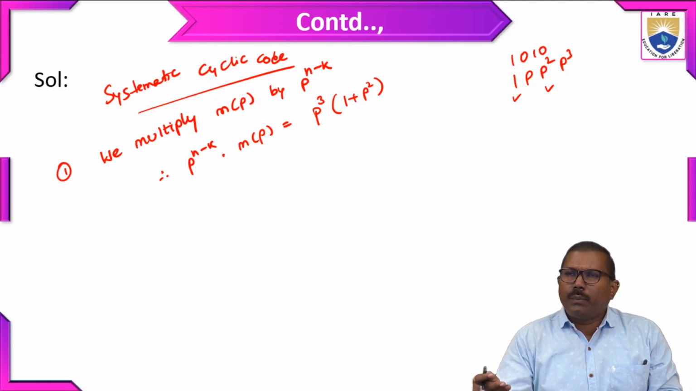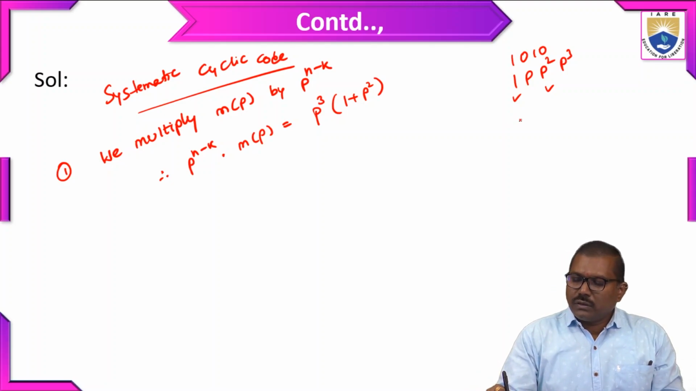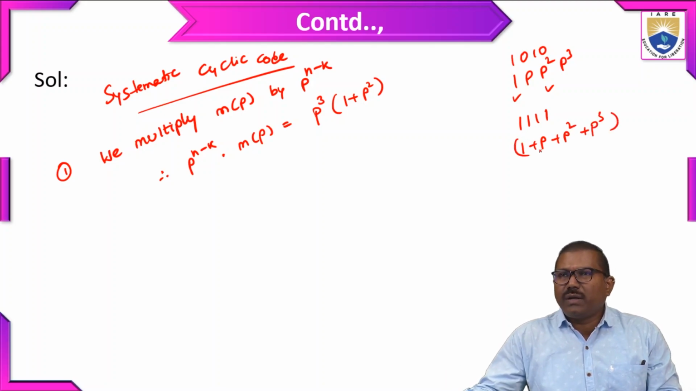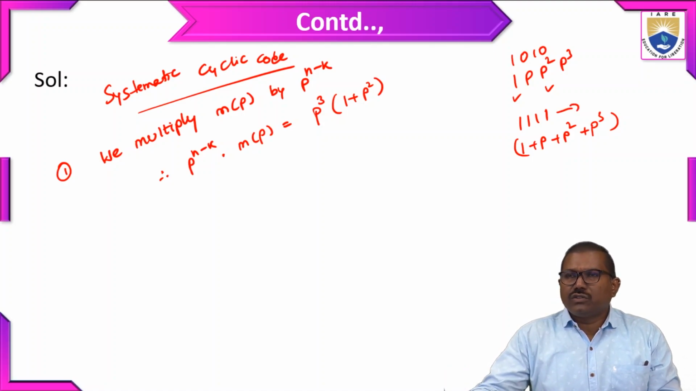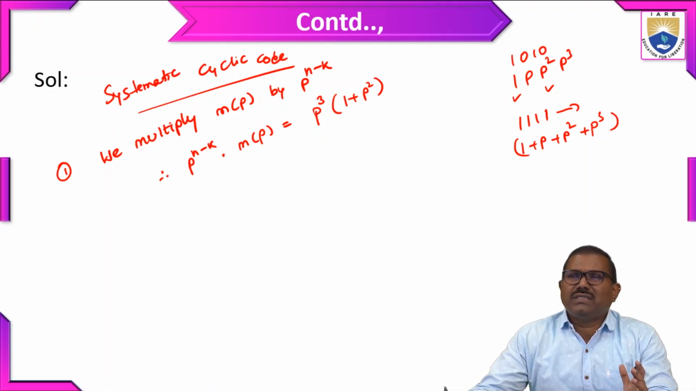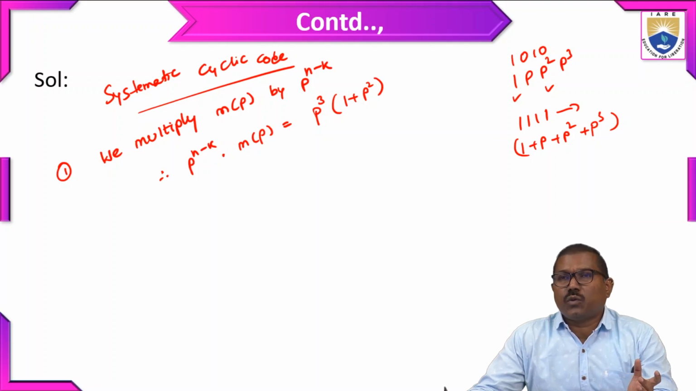For example, p cube also there. Then 1 plus p square plus p cube. For example, all ones. What you get written? 1 plus p square plus p cube. So this is my message polynomial for all ones. Okay. So in that way we are going to generate all the code polynomials from the given message polynomials.